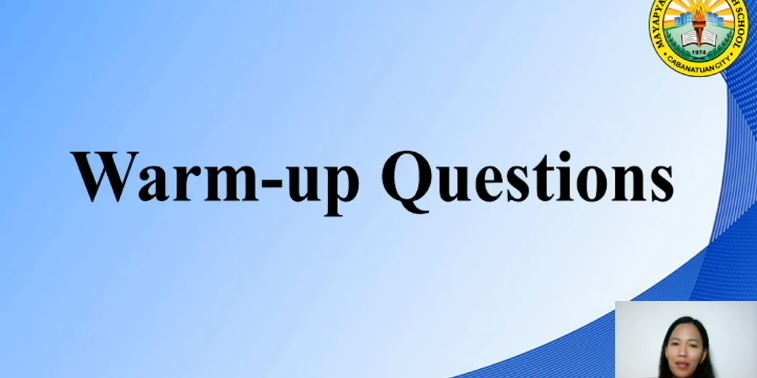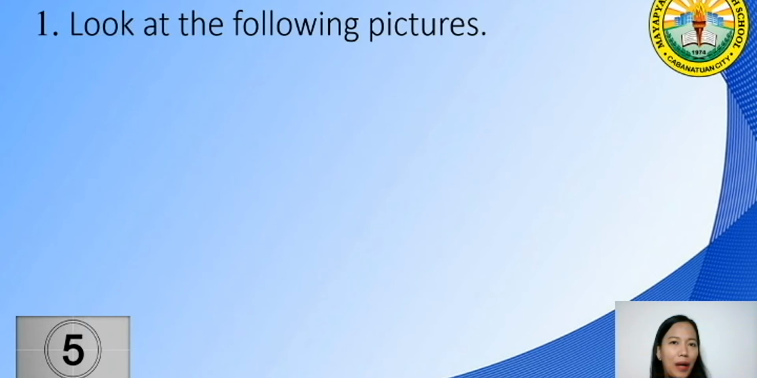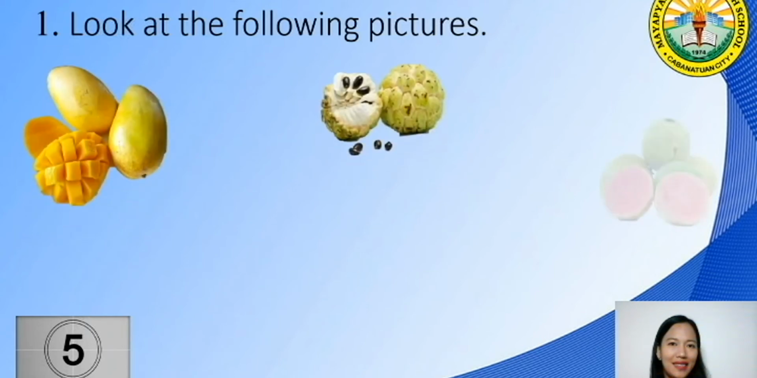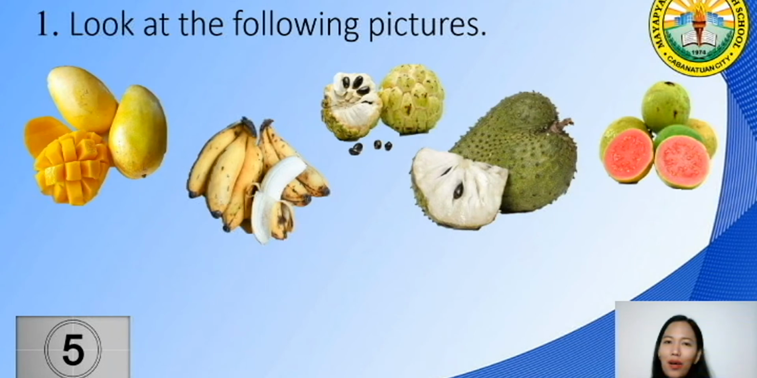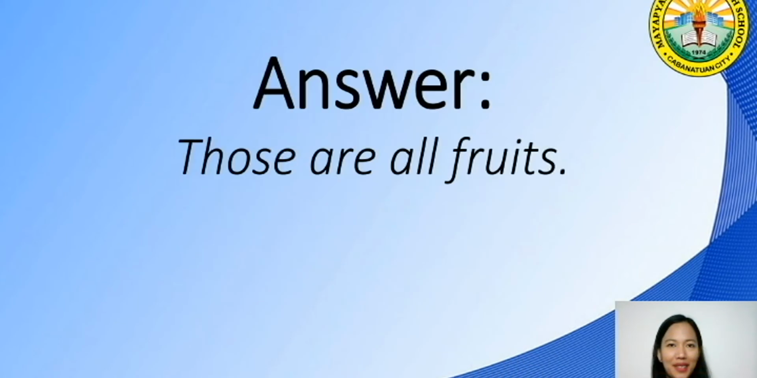Before the lesson, let's have some warm-up questions. I have here some questions for you to answer. Here is the first one. Look at the following pictures. What is the common characteristic of this? Timer starts now. What do you think is the answer? Excellent! Those are all fruits.